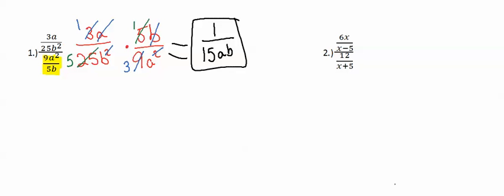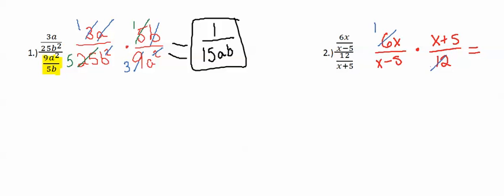We're going to do the same thing with example 2. We have 6x over x minus 5 divided by 12 over x plus 5. So what we're going to do is multiply by the reciprocal. Once we do this, we're going to see if anything cancels. Now, you'll notice that we have a binomial in the first denominator and the second numerator. So those won't cancel out. But the 6 and the 12 do reduce, so we'll cancel those out.